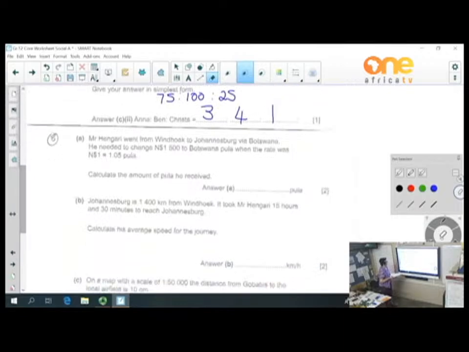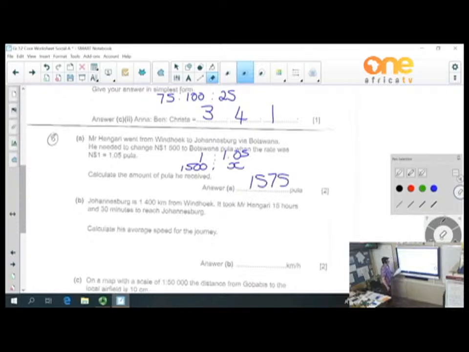Mr. Ngani went from Windhoek to Johannesburg via Botswana. He needed to change so many dollars to Pula, and the rate is, okay, so always write down your ratio. It is 1 to 1.05. And he changes $1,500. We do this with missing terms, so you multiply with bottom divide by top. And this one is then 1575 Pula.